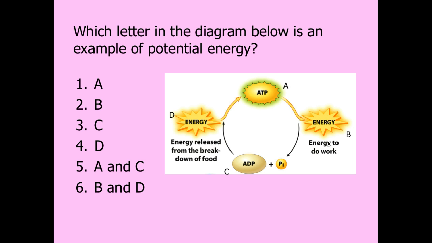So think about this for a second, where the potential energy is stored, and unpause it when you're done. And hopefully you realize that ATP and ADP are the sources of potential energy, and so 5 was the best answer, A and C.